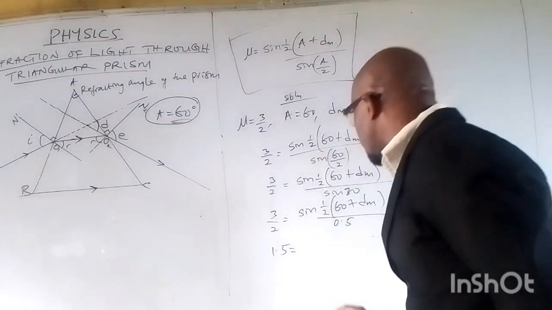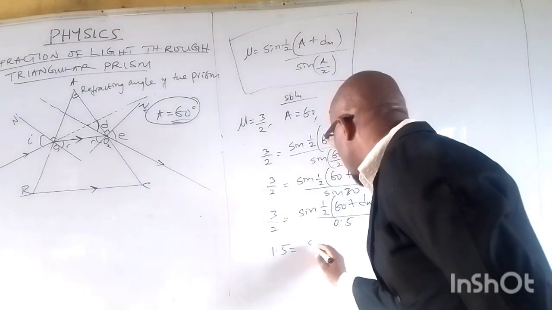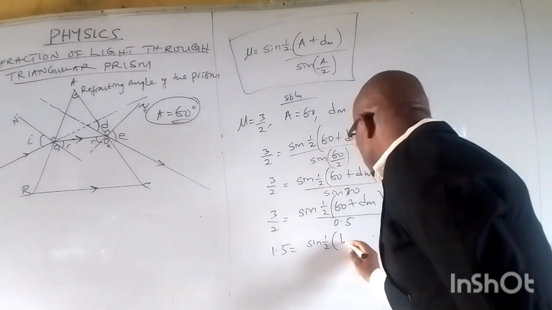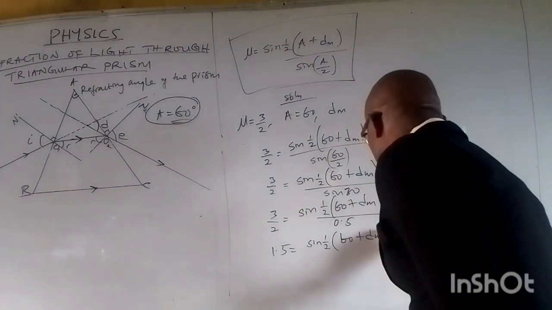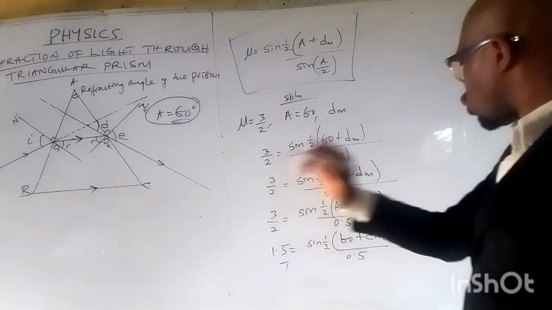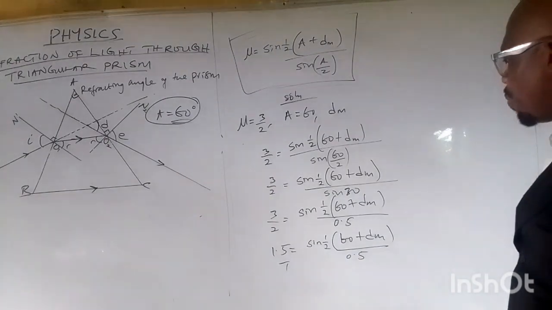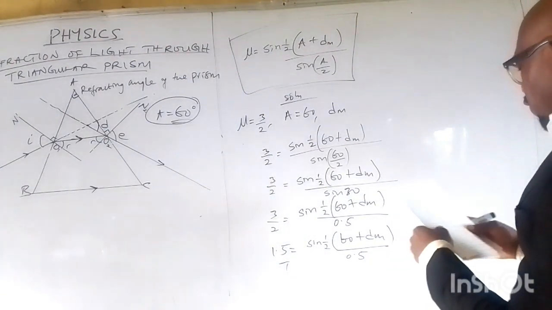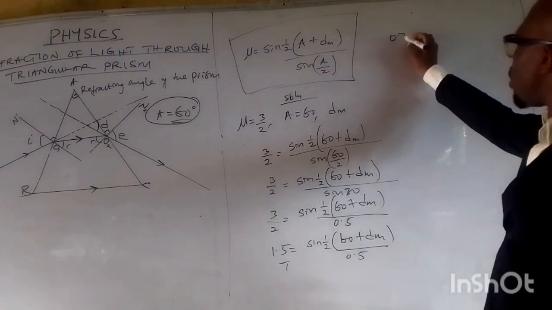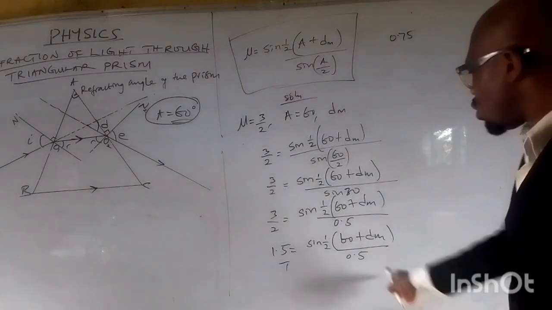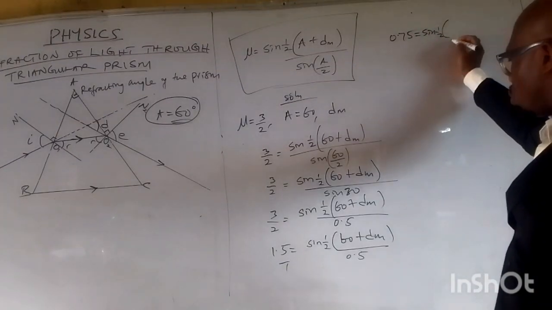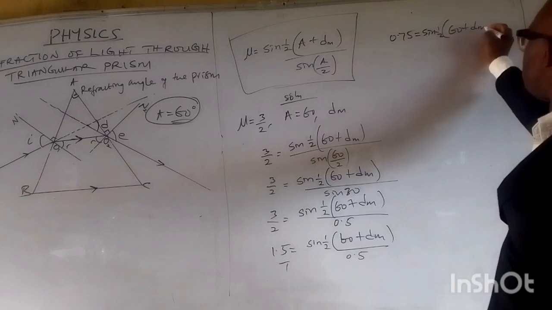1.5 is equal to sine half into (60 plus D min) over 0.5. At this point, we are going to cross multiply. 1.5 times 0.5 will give us 0.75. So 0.75 is equal to sine half into (60 plus D min).